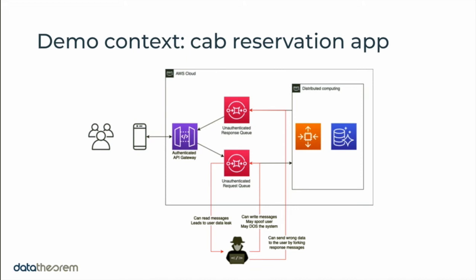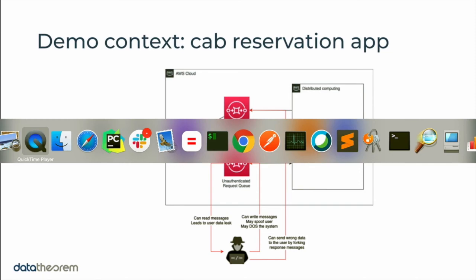Also, he can write on the response queue, which is the queue that sends responses to the user. So this can be done by forging response messages. He also can purge this queue, meaning removing all messages from the queue, which will interrupt the service. I mean, if there are no messages in the queue, there is no communication between the API gateway and the computing that is used behind. So this will interrupt the service. I'll show you now how this is done.